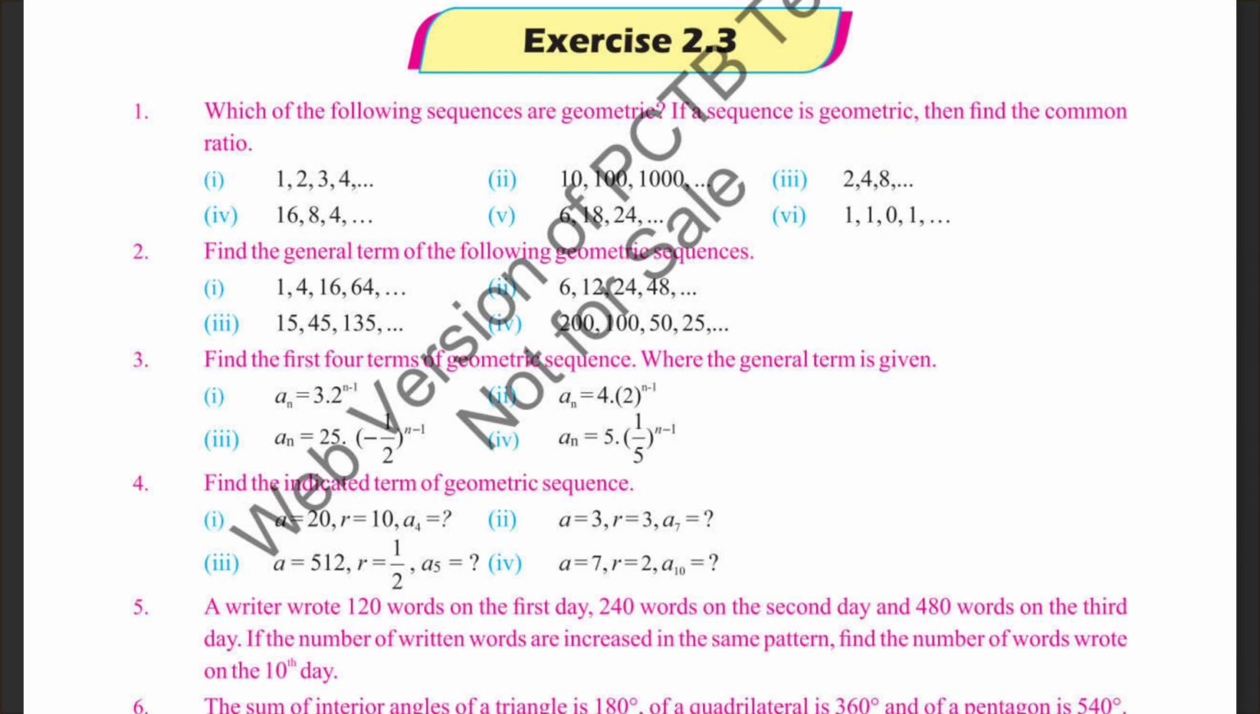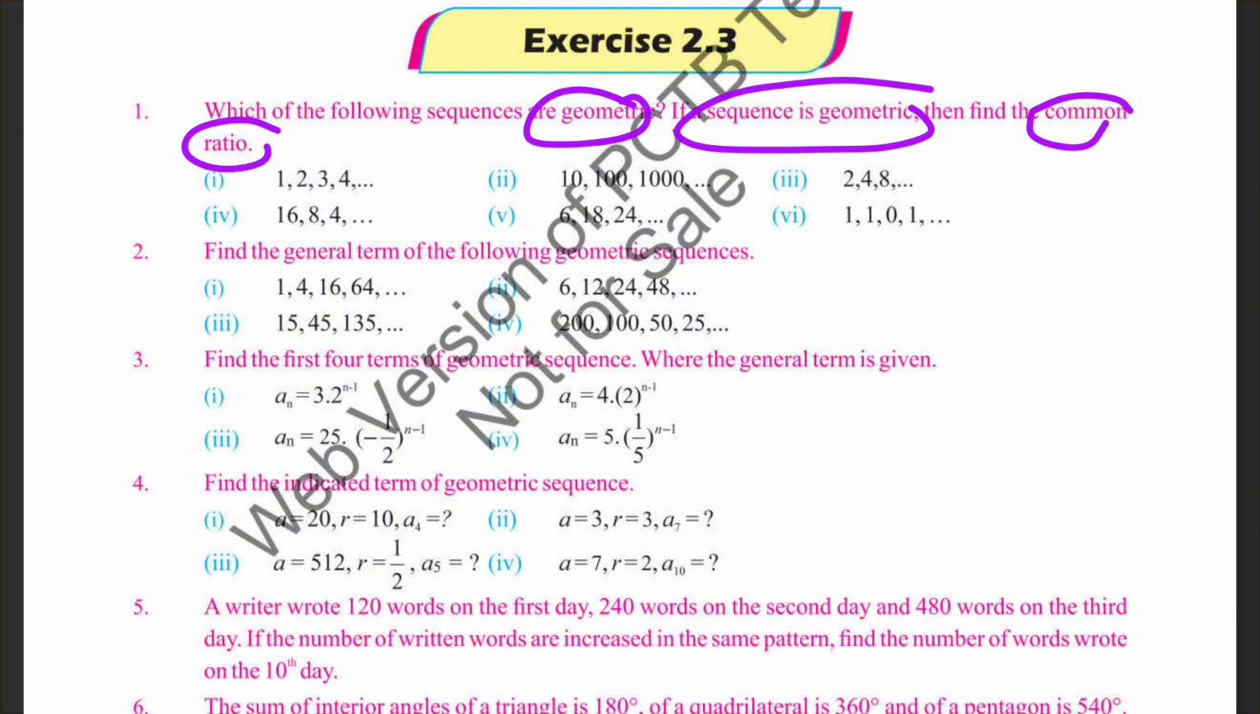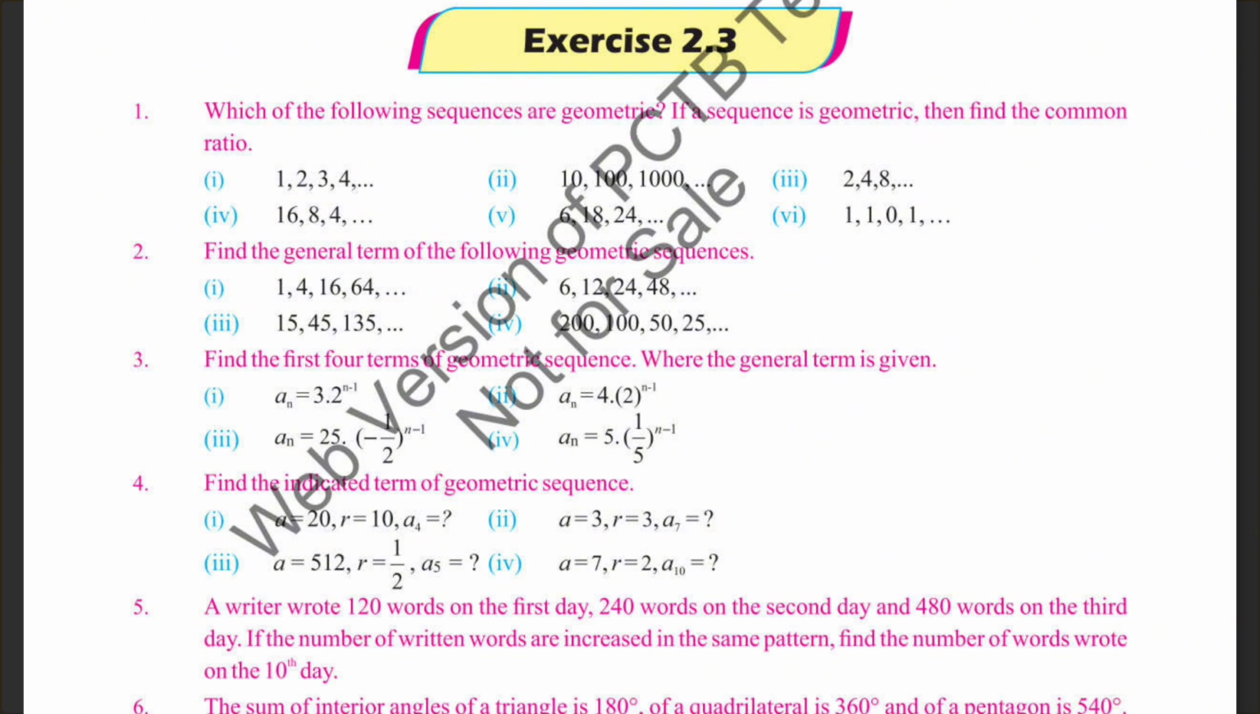Exercise 2.3, question number 1. Which of the following sequences are geometric? If the sequence is geometric, then we find the common ratio. And recently, exercise 2.2 solved.